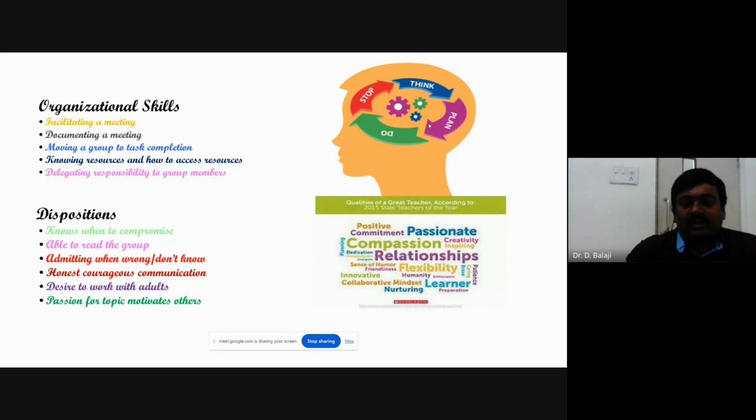And dispositions, what are the dispositions required? Knows when to compromise. A leader should know when to take action and when to compromise. Be able to read the group's mindset, especially admitting when wrong. Honest, courageous communication should be there, and a desire to work with others and passion for the topic motivates others.